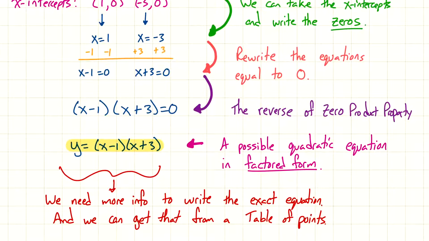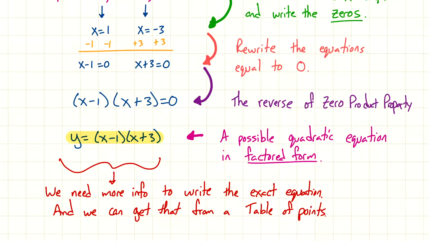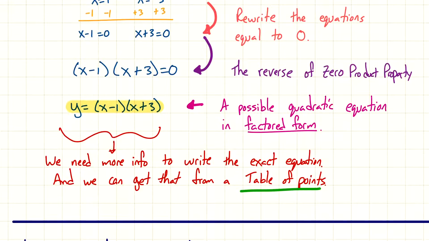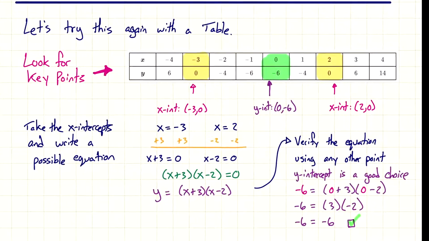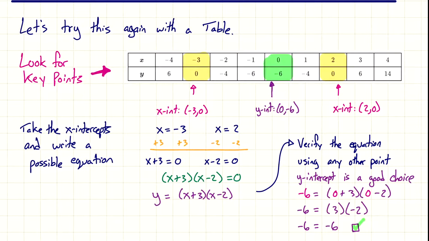So if we want a more specific or exact equation, we would need more information. The nice part is we could get that from the table points. So this is how we're tying in the table. The table, not only could it possibly give us x-intercepts, but it might actually give us more points that we could use to find an exact equation. And so this first example with a table, let's try this with a table.